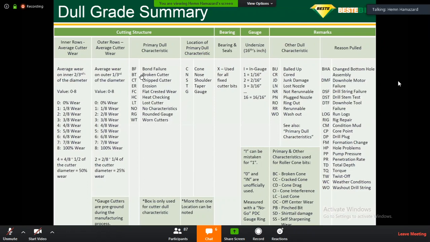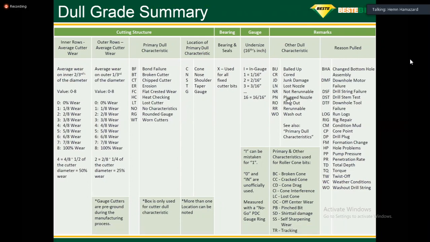The bit can have broken teeth, and it can also have chipped teeth, right? You can lose your nozzle, for example, and at the same time your cutter. So you need to have 2 columns for the characteristics, the type of damage on the bit. So on the 7th column, you just put another name.